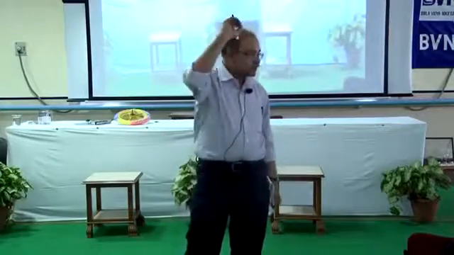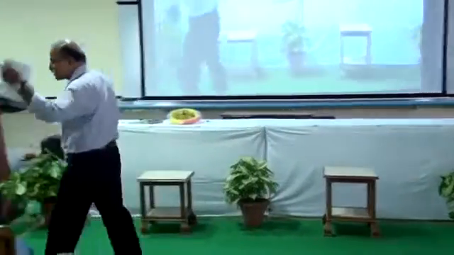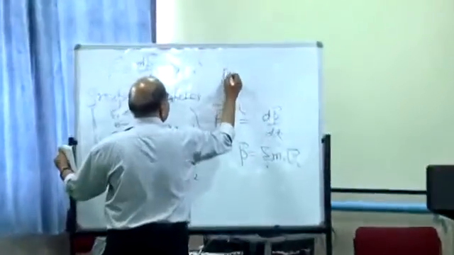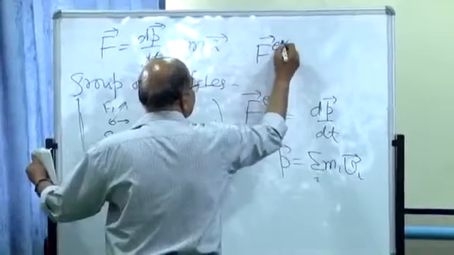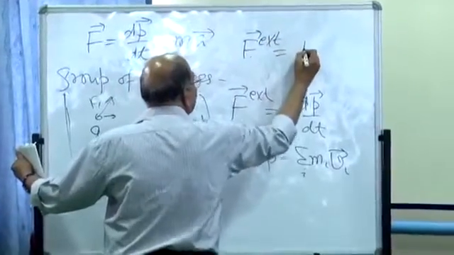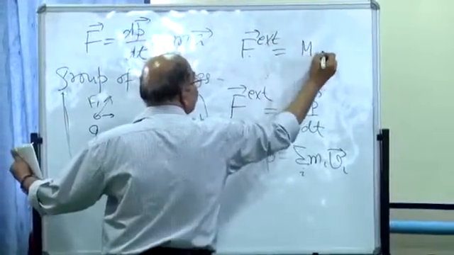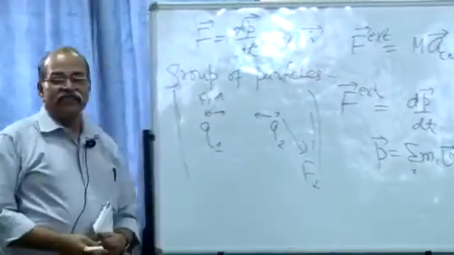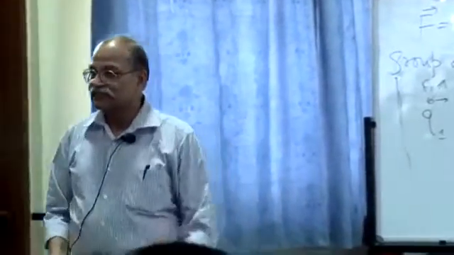There are some mathematical definitions, but I will not talk much about center of mass. This equation can also be written as F external is equal to the total mass of the group times the acceleration of the center of mass. These are the laws, the equations, not independent. You can derive all these things from the basic F equals ma for a particle, but these are the equations which govern the system.